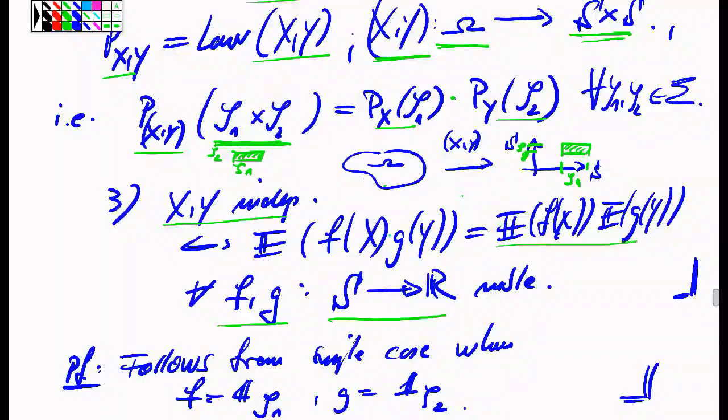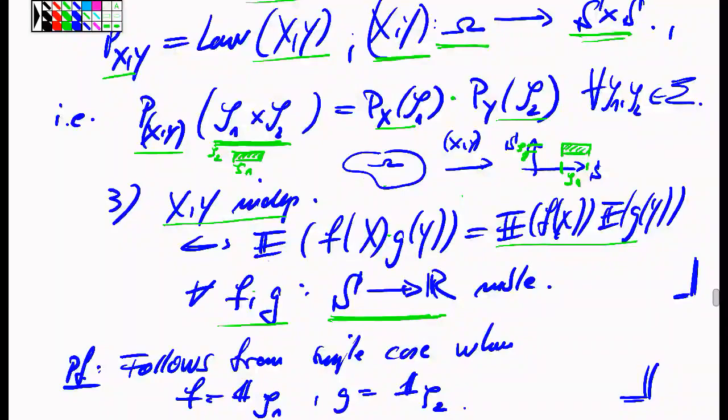This property 3 is the one that we will use most of the times. And we will use it also in the law of large numbers and in the central limit theorem, in fact. So x and y are independent if and only if the following is true: for all possible transformations of x and y by means of pairs of real-valued functions which map the state space into the reals, so by real-valued observables, if you like, then the expectation of the corresponding product random variable after transforming is nothing but the product of the two expectations of the two factors.